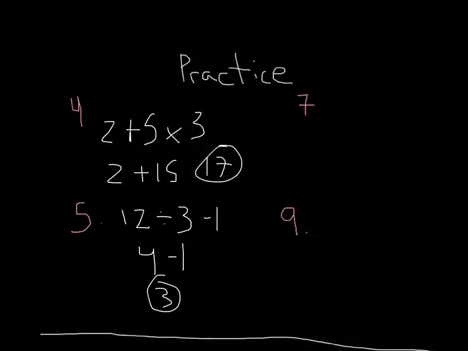Alright, number 7 on page 9. This is where it gets a little bit more tricky, but if you just follow PEMDAS, it's easy enough. 4 minus 1 times 2 times 2 plus 6 divided by 3.